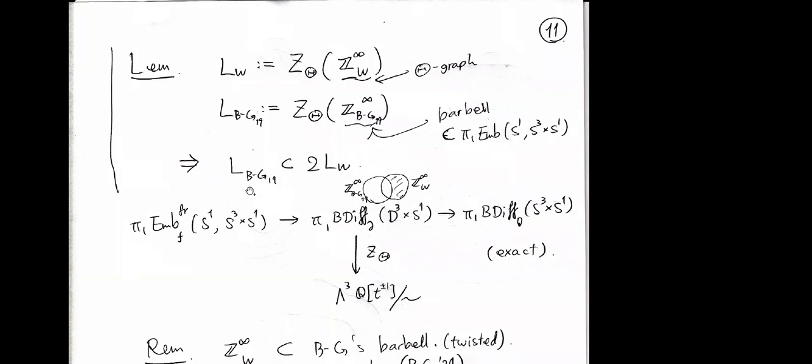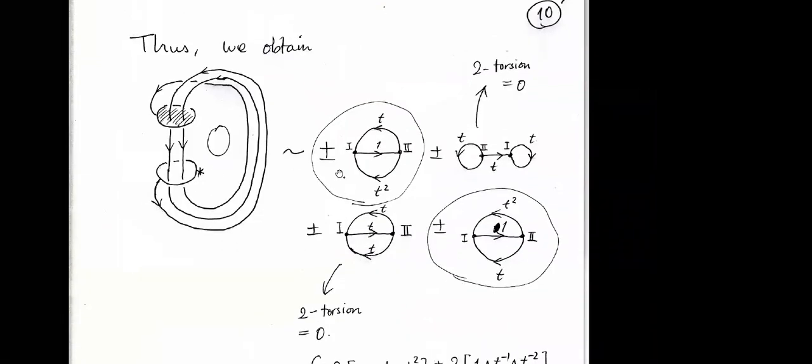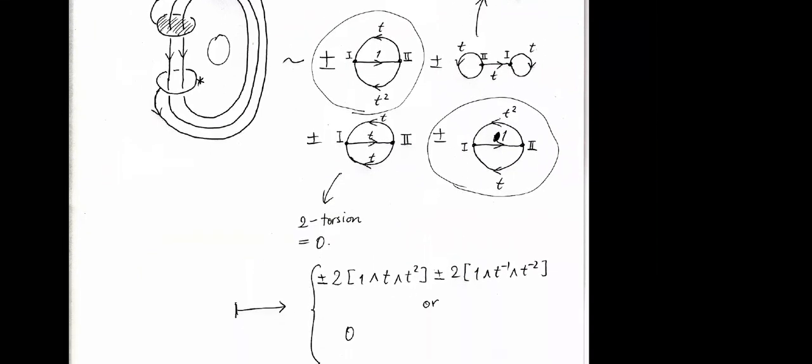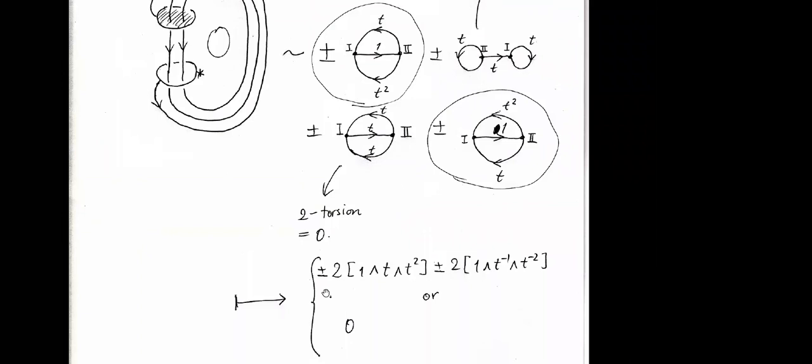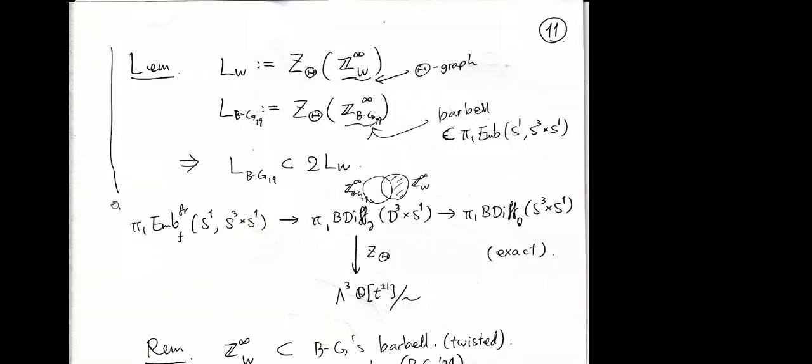So the barbells obtained from embedded circles are included in the subset of L_W. And this two comes from this sign. We haven't checked signs, so the coefficients would be two or zero.